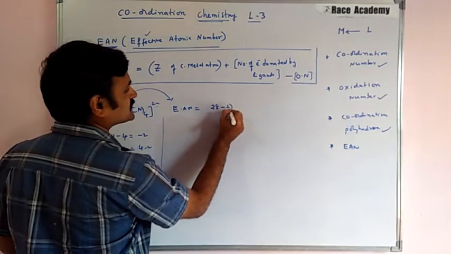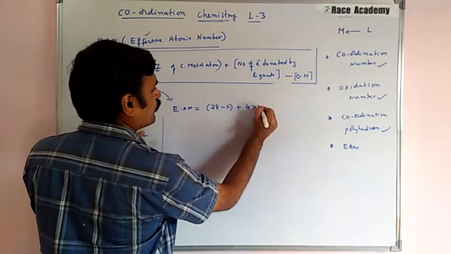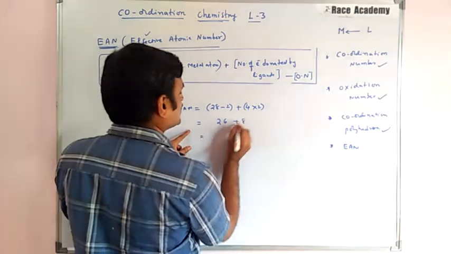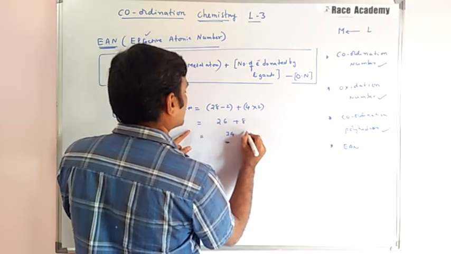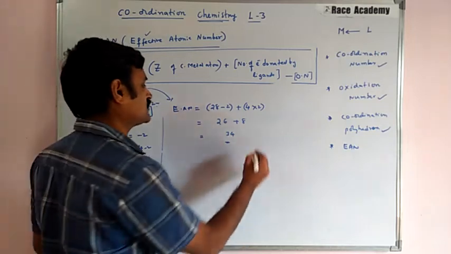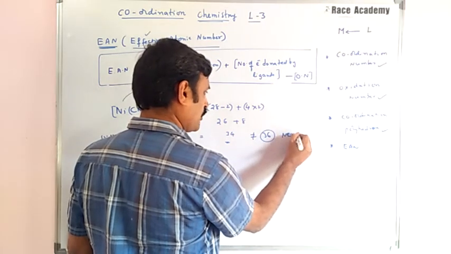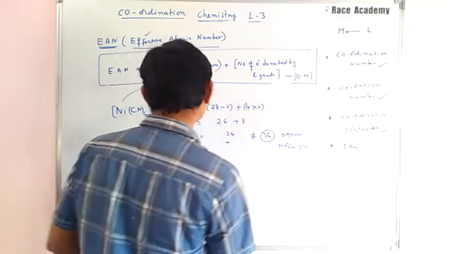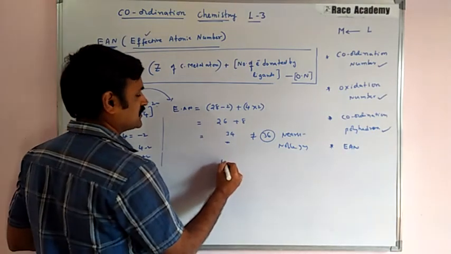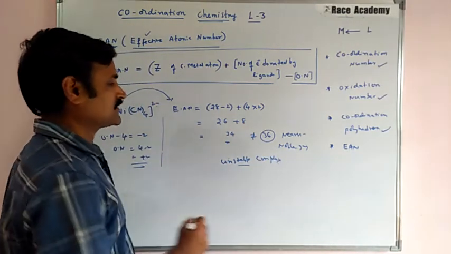So the oxidation number of nickel is plus 2 here in this complex, plus 4 ligands, all monodentate ligands. So 4 into 2, that is 8. So 26 plus 8, how much came? 26 plus 8, 34 came. So 34 is the effective atomic number of this complex. So this E.A.N is not equal to 36, the nearest noble gas, so it is not that stable compared to the other complexes we have discussed. So it is a little unstable complex, you can say complex ion.